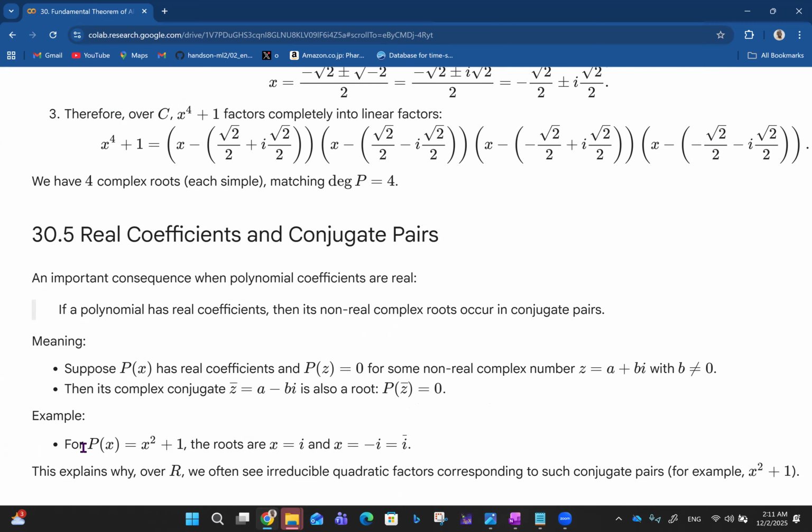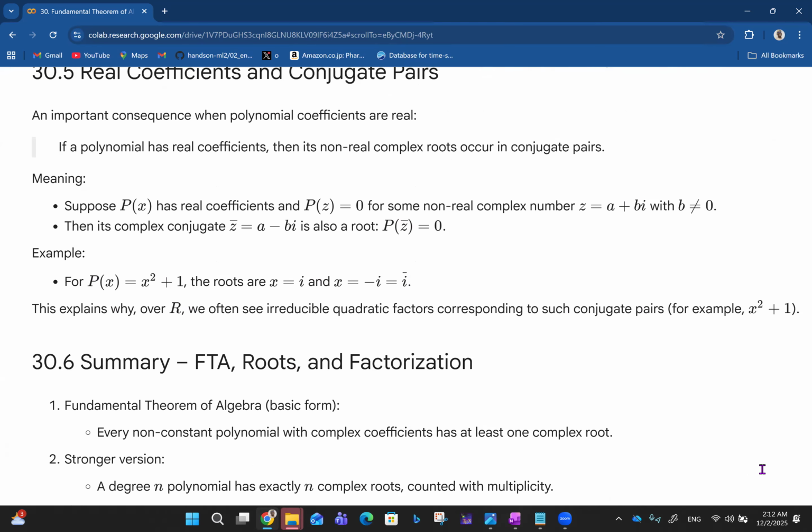So the example is for P of x equals x squared plus 1, the roots are x equals i and x equals minus i, which is i bar. So this explains why over R, we often see irreducible quadratic factors corresponding to such conjugate pairs. For example, x squared plus 1. So you have plus i, minus i like that.